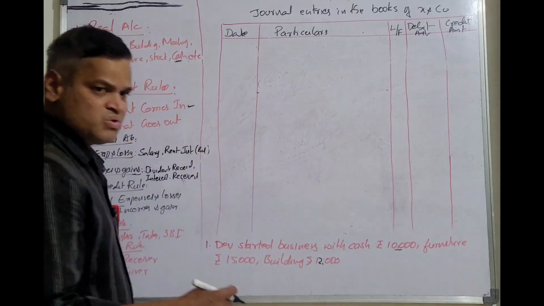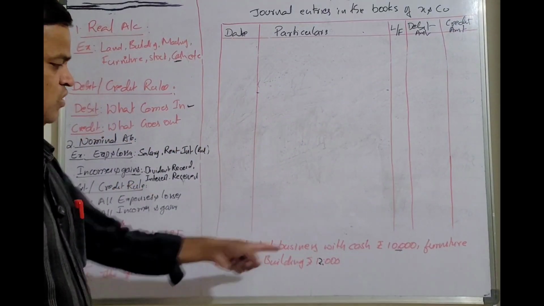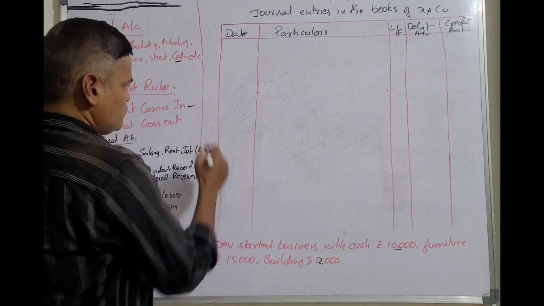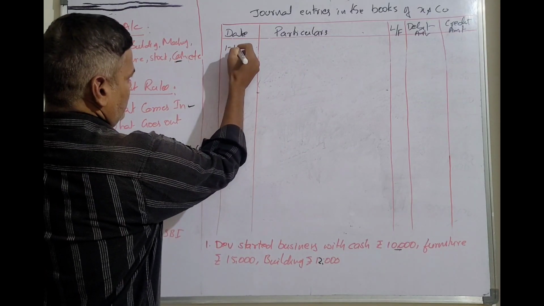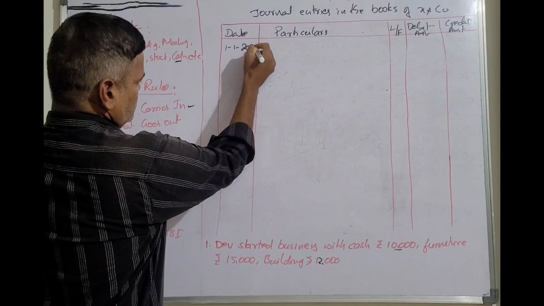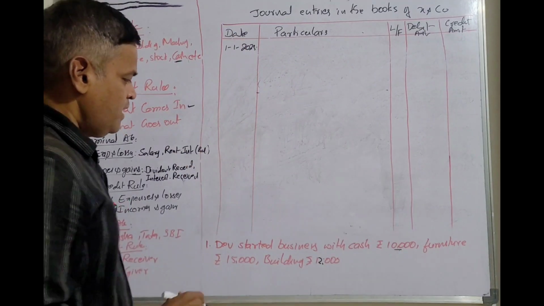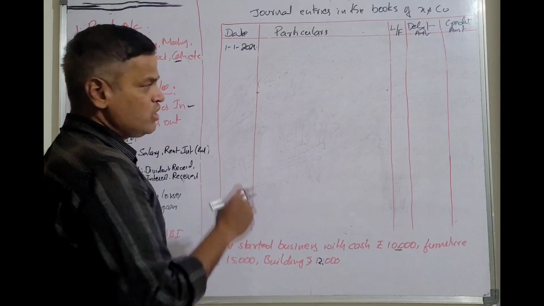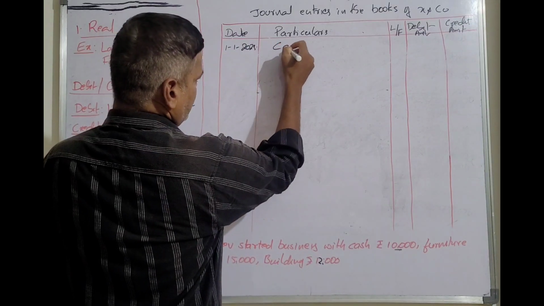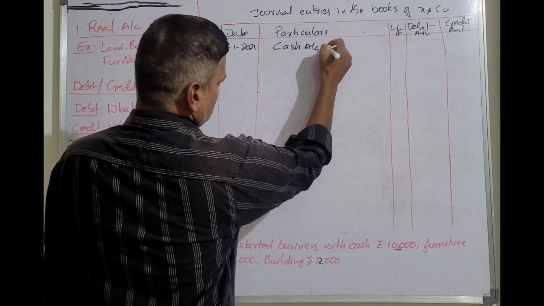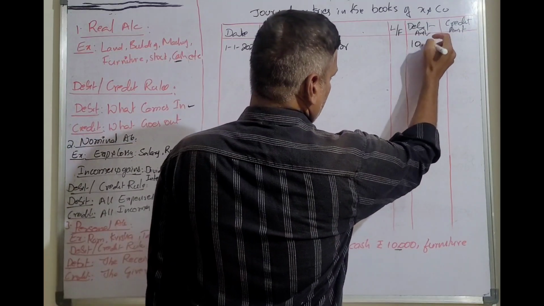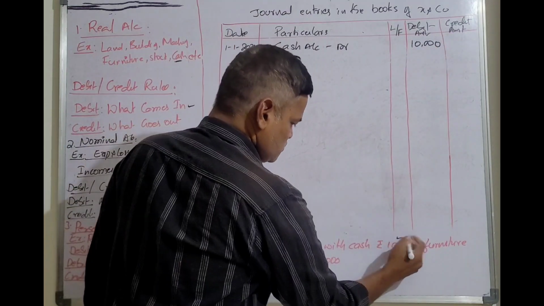So they are starting business with cash of rupees 10,000. Hence, we can write down this date transaction. We assume the date is 1/1/2025, and the business received cash from Dev. Dev is the owner of the business. Hence, we can write down cash account debit. Now what is the amount? 10,000, right? So this is over.